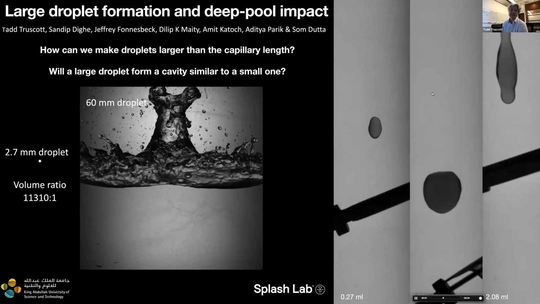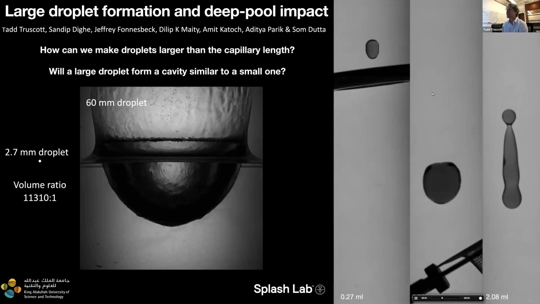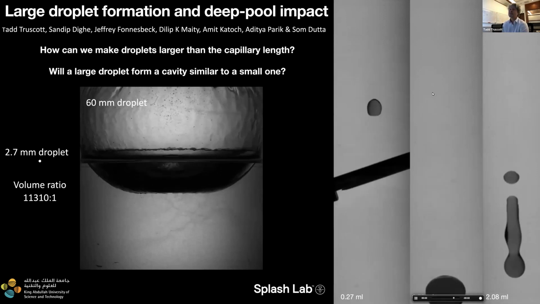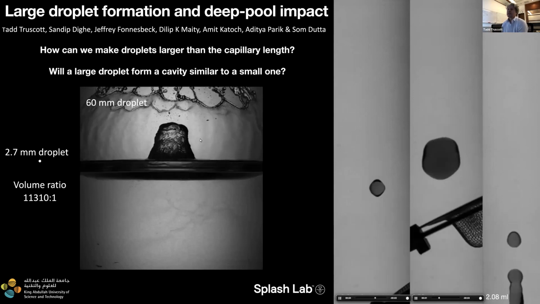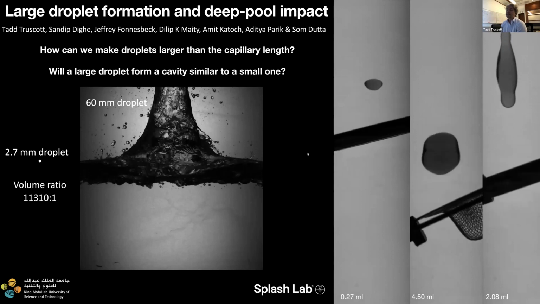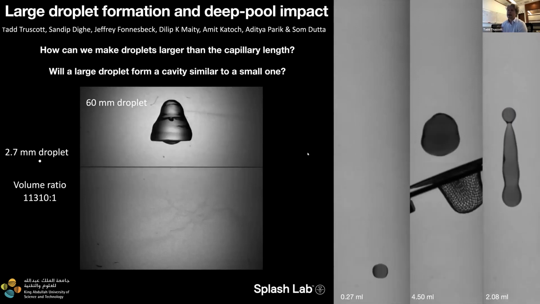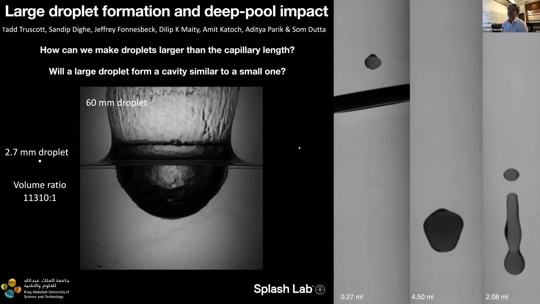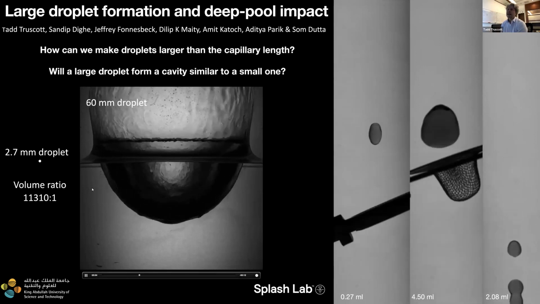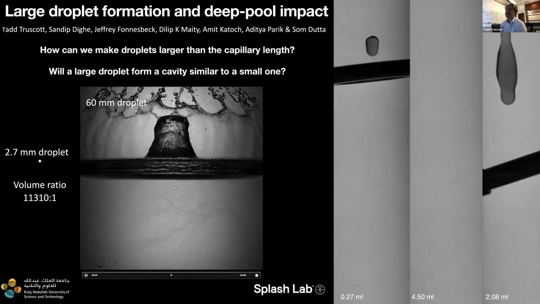Again, we're going to talk today about large droplet formation and deep pool impact. And you can see some of these videos here where we're showing that. So in this central video, you can see a very large droplet. It's 60 millimeters in size. And to give you a sense of how big that is, a 2.7 millimeter droplet, which would be the capillary length of water, is on the left-hand side as a dot. And so you can see that after the splash occurs, there are droplets that are roughly that size.